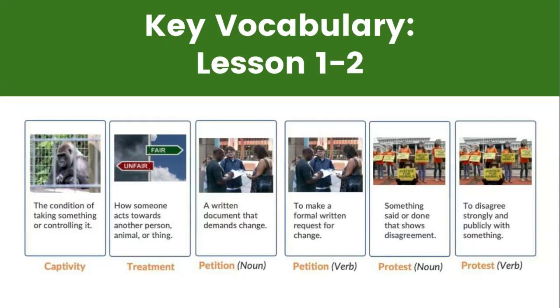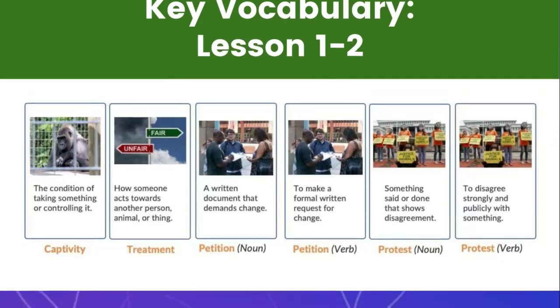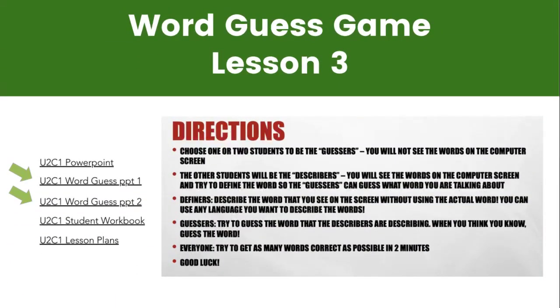For lessons 1 and 2, you'll be going over the key vocabulary that are part of this cycle. They're listed here as well as on the PowerPoint that you can download. And then once we move to lesson 3, there is a word guess game. For this game, you'll download the 2 word guess PowerPoints. This is where students have a chance to play with language and play with vocabulary words.